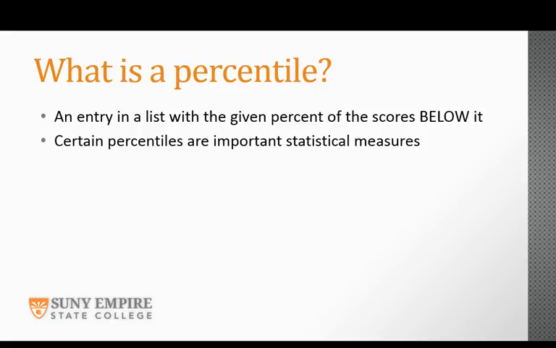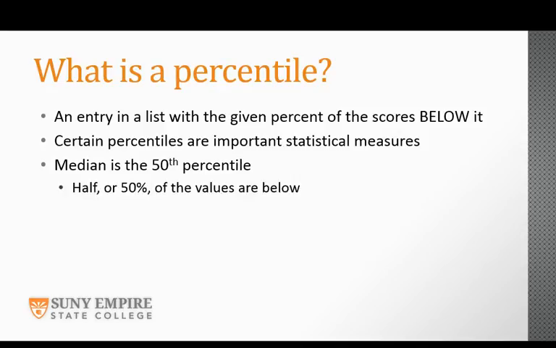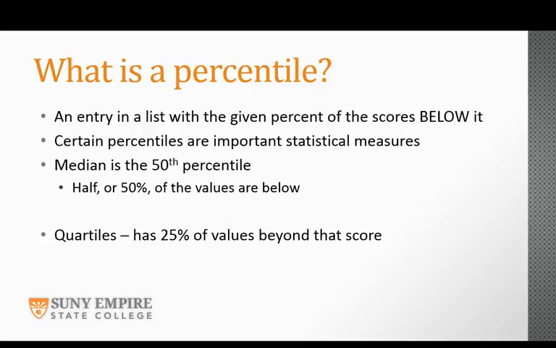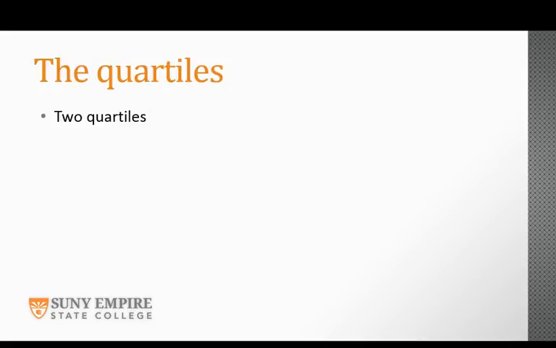Certain percentiles are important statistical measures, one of which we have already seen. Another way we can think about the median is that it is the 50th percentile, since half, or 50%, of all the scores are smaller than the median. Another important percentile to consider are the quartiles. These are the scores that have 25% of the scores beyond them, either above or below.